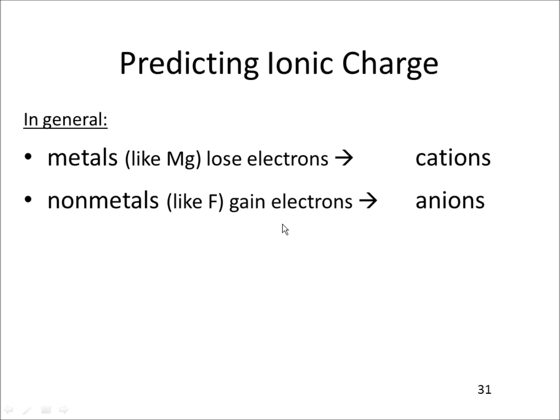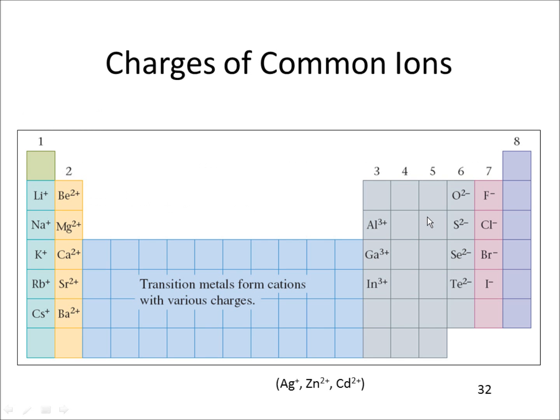Metals lose electrons. Nonmetals gain electrons. A positively charged ion is called a cation. A negatively charged ion is called an anion. Just nomenclature, vocabulary. Okay, so this is a better periodic table.